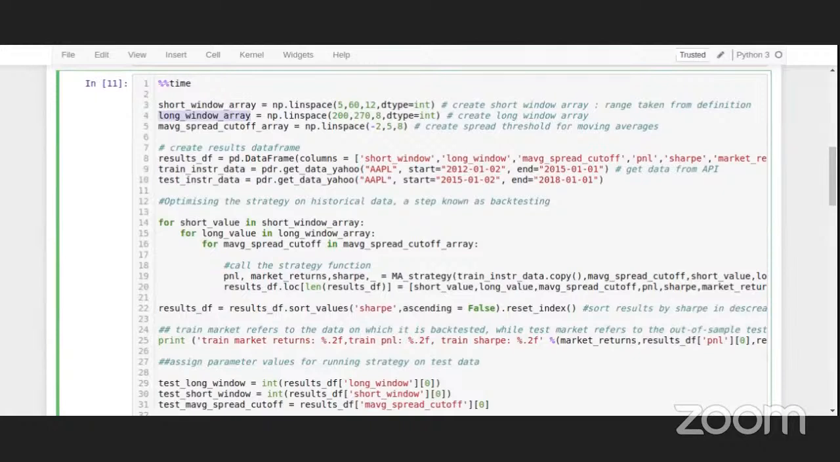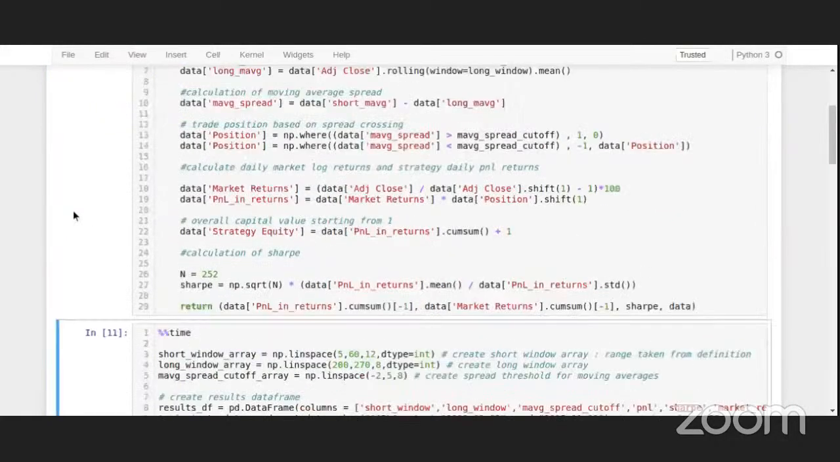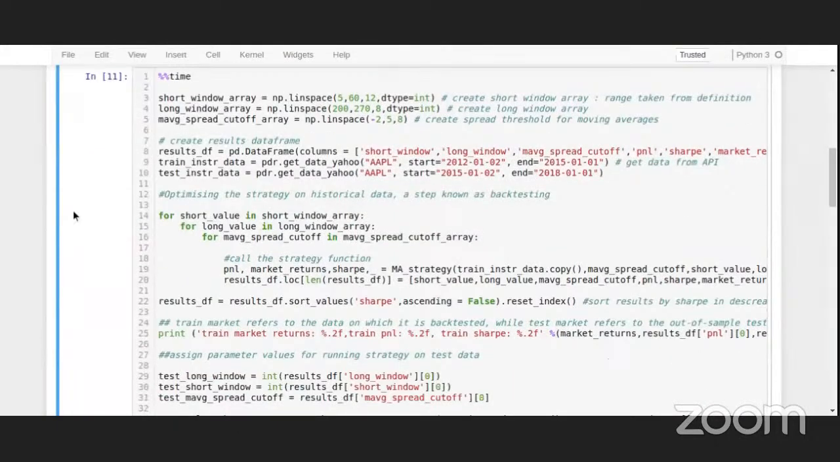Then there is the long window array, which is pretty similar, created with a starting value of 200 and an end value of 270, and 8 values in between. Then there is the moving average spread cutoff array, starting from -2 and going till 5, with 8 values in between. These are just the different parameters, and we have created arrays for them. We are going to iterate over these parameters, passing different combinations of them to our function, the MS strategy, which we just showed.